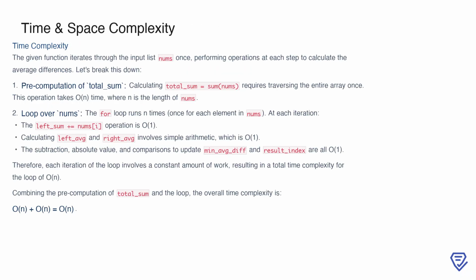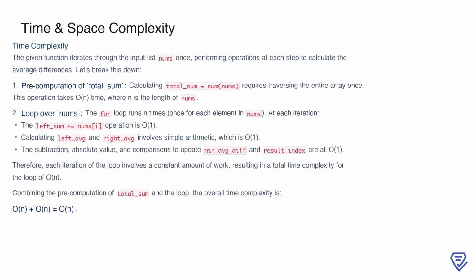In this problem, we are tasked with calculating the average differences efficiently, and to do so, we must analyze how the function processes the input. First, we have the pre-computation step where we calculate the total sum of the array nums using the sum function. This step iterates through the entire array once, making its time complexity O(n), where n is the length of nums.